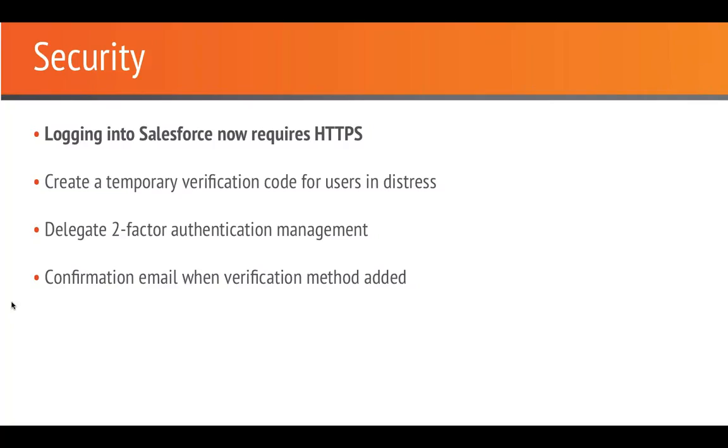while your data is in transit. If you've turned on two-factor authentication, you now have the option of creating a temporary verification code for users who've lost or forgotten the device that they use for this. This code is only valid for 8 hours. You can also delegate two-factor authentication tasks, including generating temporary verification codes or disconnecting verification methods if a user loses or replaces a device. And when a user adds an identity verification method, they now receive a confirmation email that it has taken place.